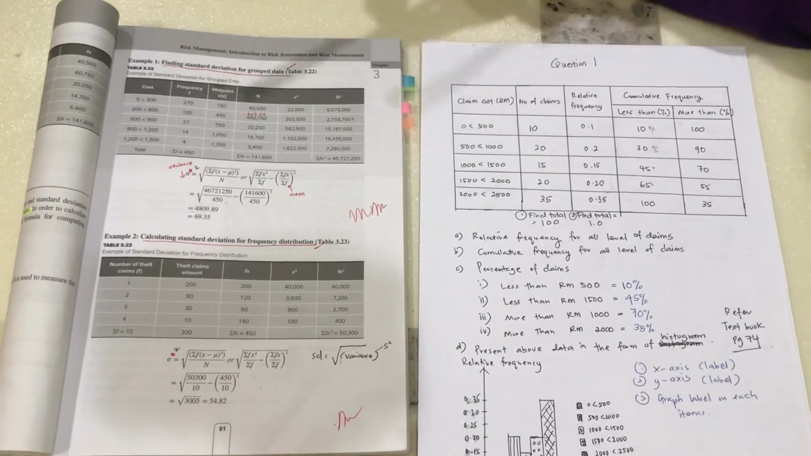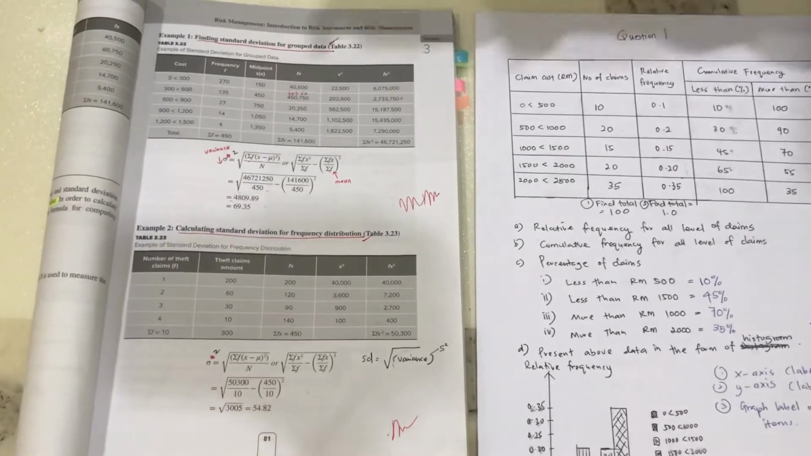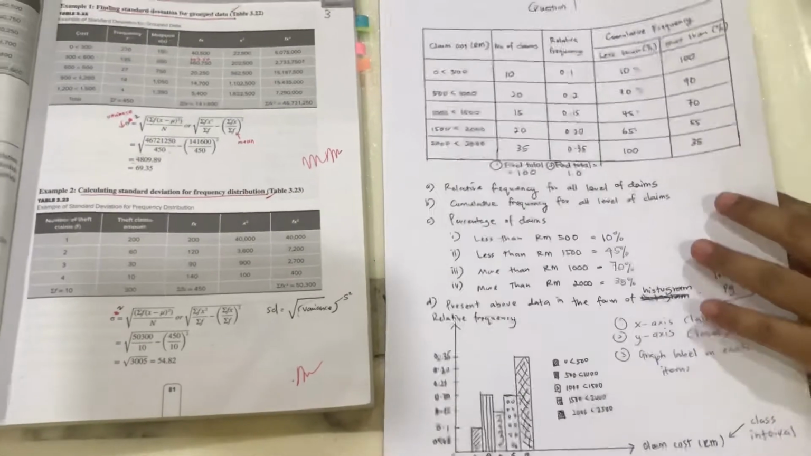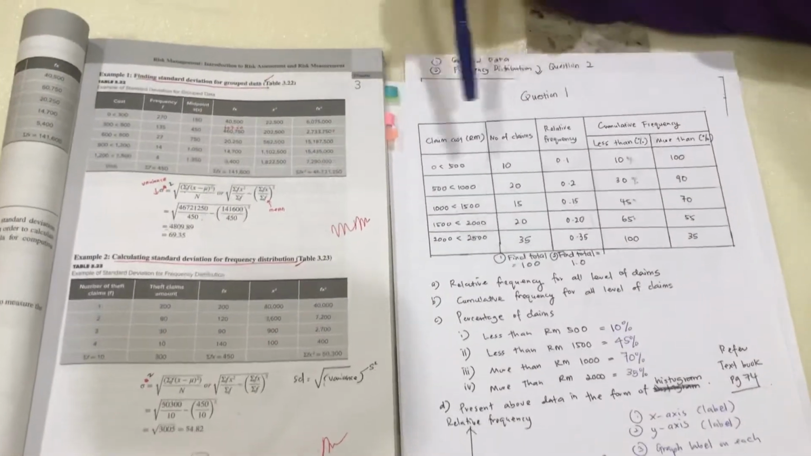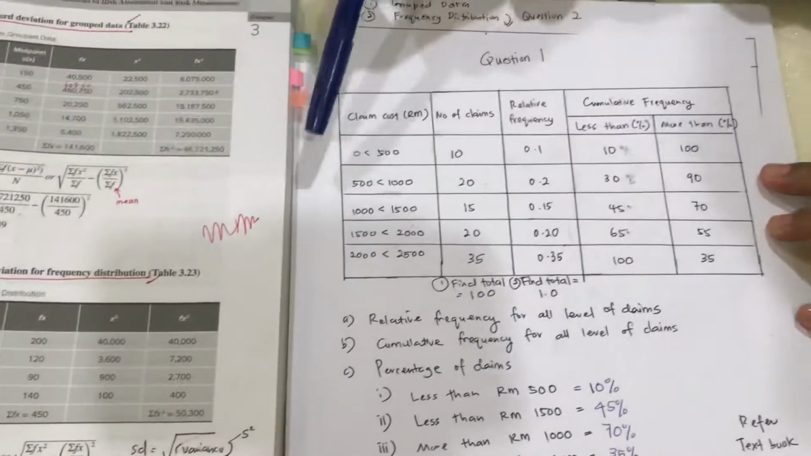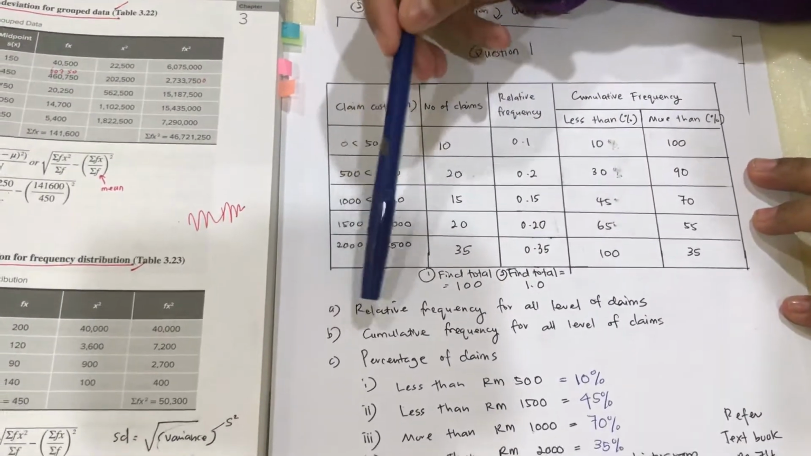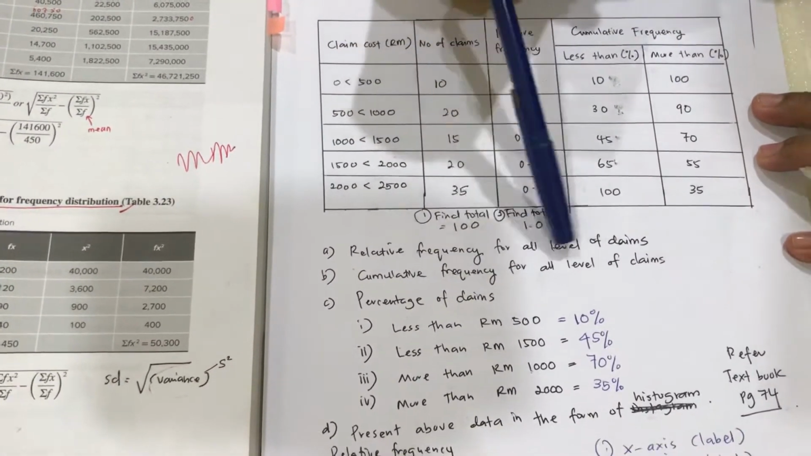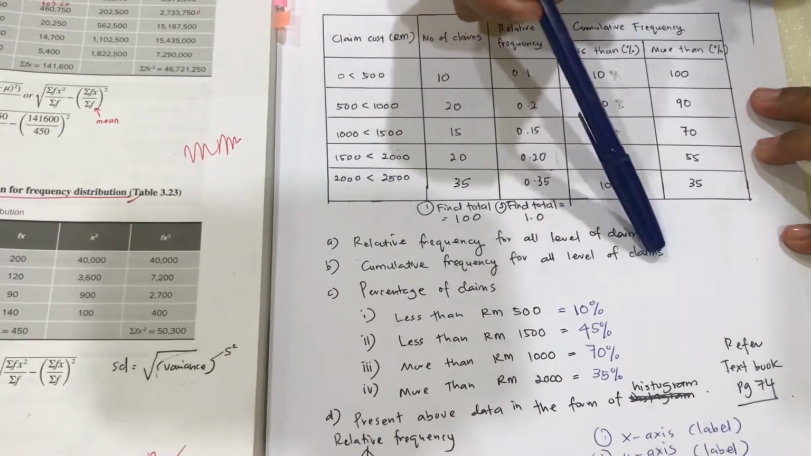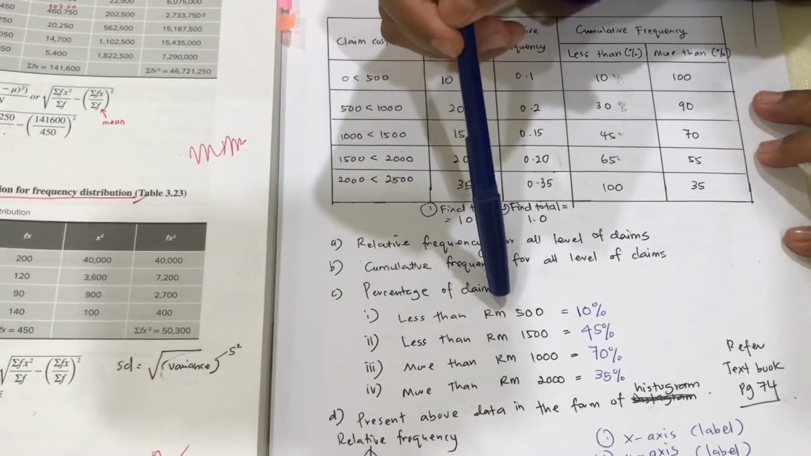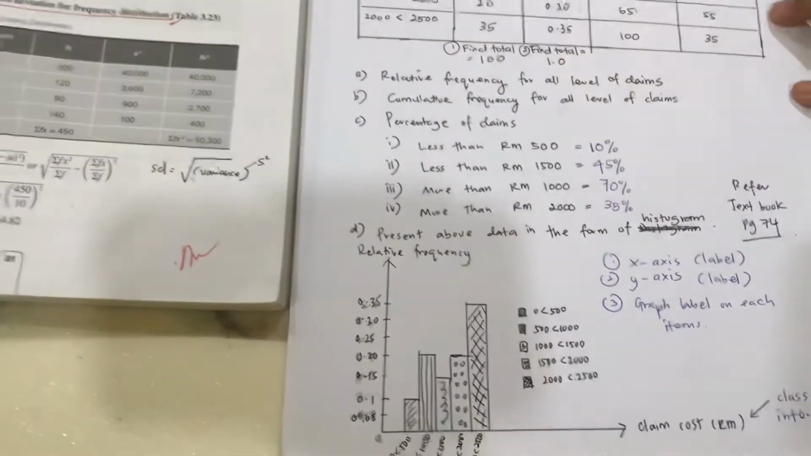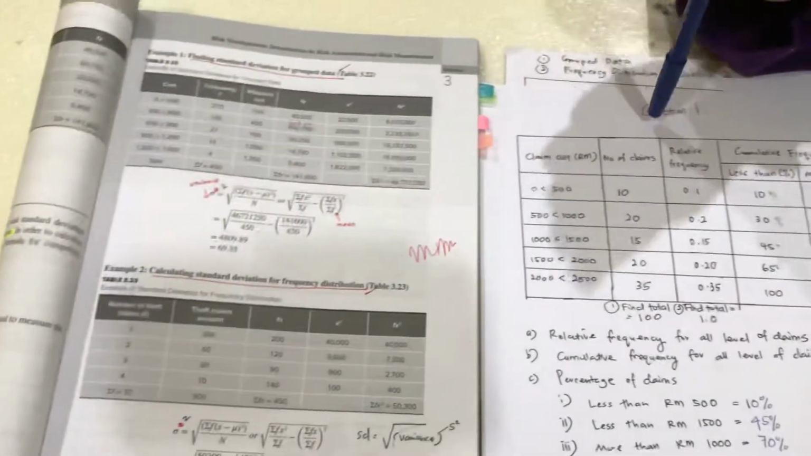Today we are going to continue on chapter 4 in the calculation part. So we have two questions here. Question number 1 is a set of questions. You have to calculate the relative frequency for all levels of claims, then the cumulative frequency for all levels of claims, and then the percentage of claims, and then you have to present the data in the form of a histogram. This is one of the examples for the questions.